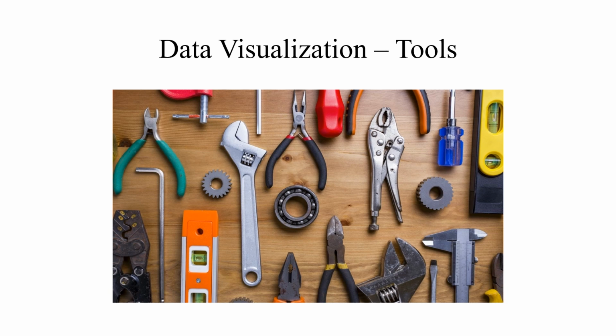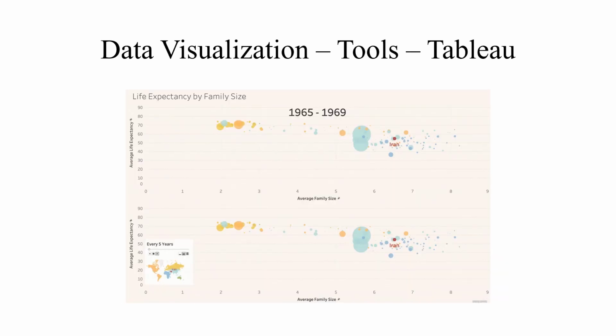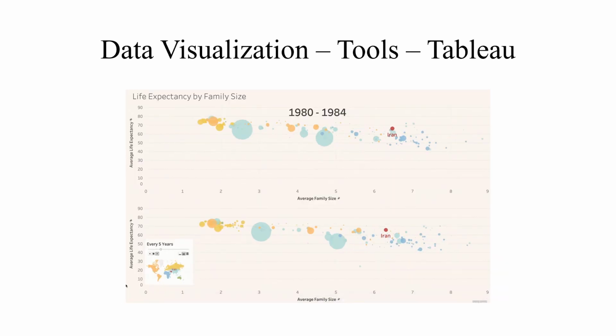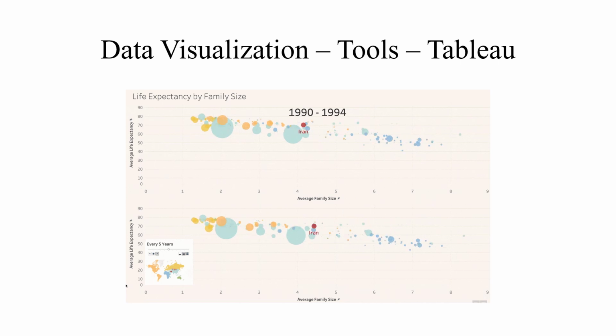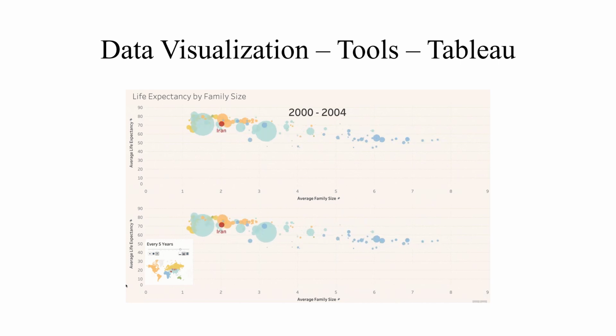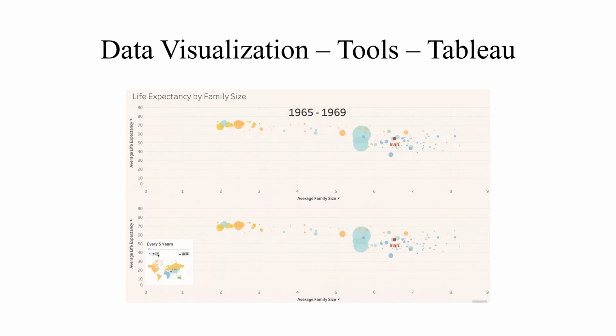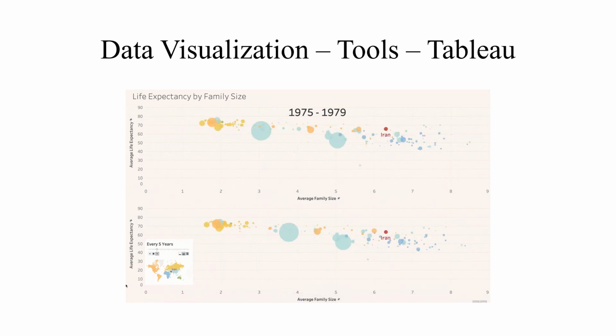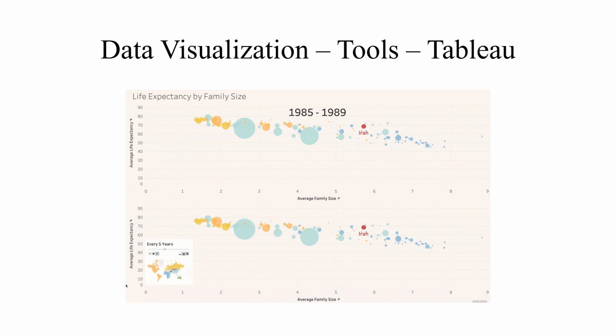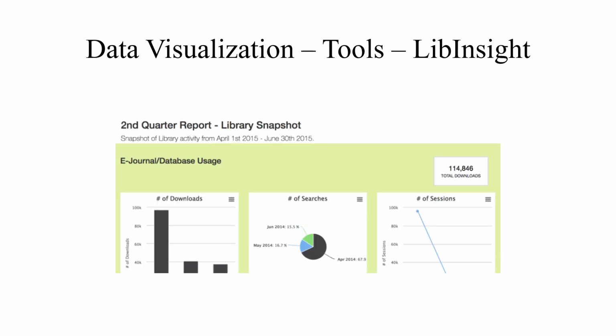Next, we're going to talk about some data visualization tools available for use by librarians. Tableau is a robust data visualization tool that makes it easy to create interactive, visually engaging displays. Libraries can use it to present usage statistics, demographic data, and more in a user-friendly manner. Lib Insight is a platform designed specifically for libraries, allowing them to collect, analyze, and visualize data related to library use, such as circulation, reference transactions, and events attendance.